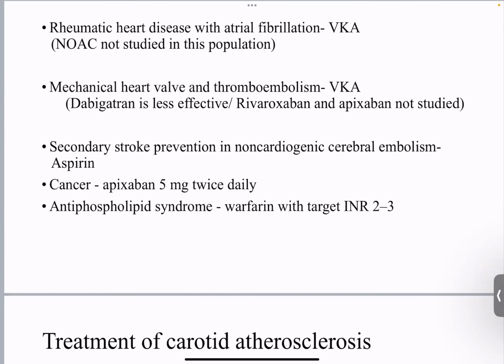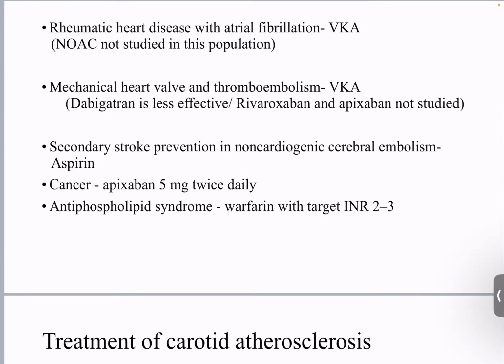So this was for a post-acute MI. Patients having rheumatic heart disease with atrial fibrillation, vitamin K antagonists are the drug of choice because NOACs are not studied in this population. Again, patients with mechanical heart valve requiring thromboembolism prevention, vitamin K antagonists are the drug of choice. They have studied dabigatran, but it is less effective. Rivaroxaban and apixaban have not been studied.